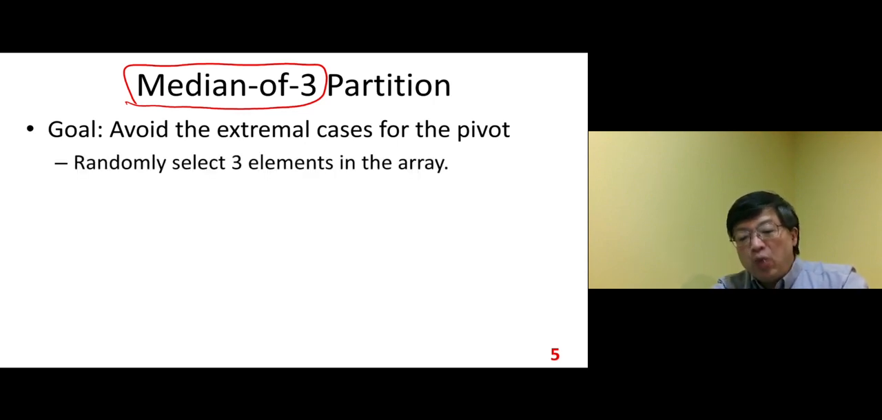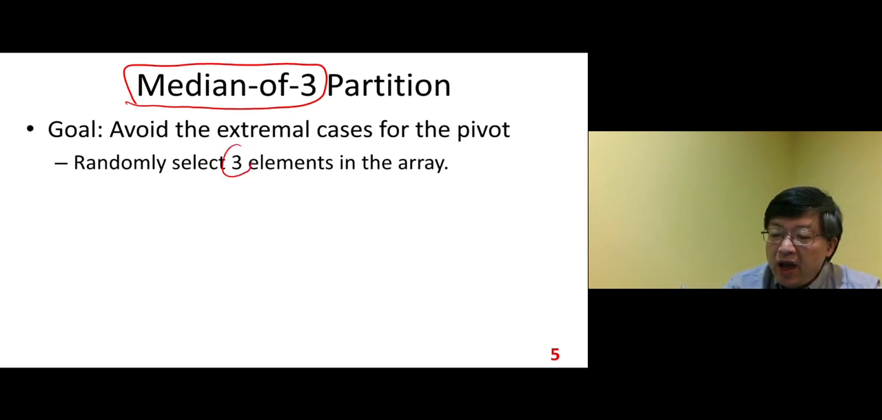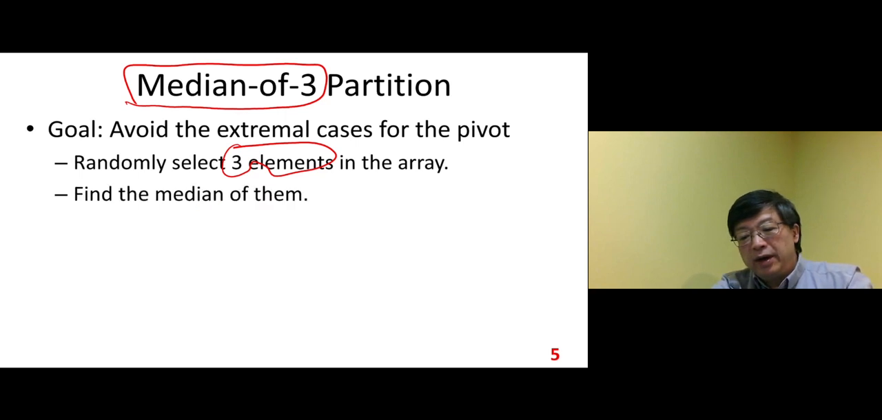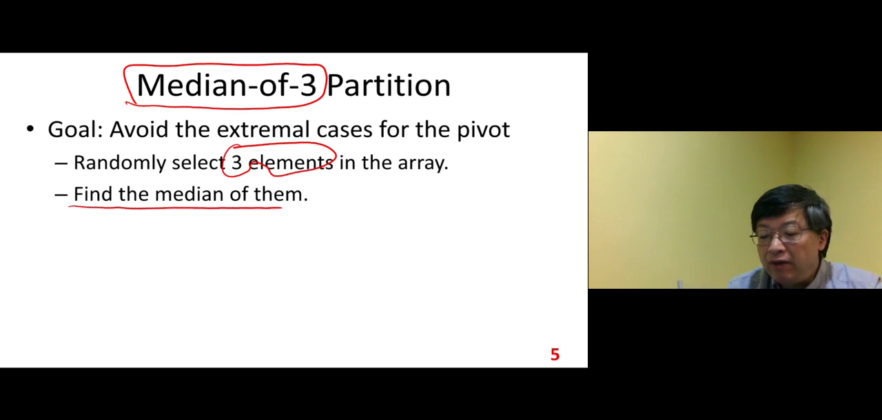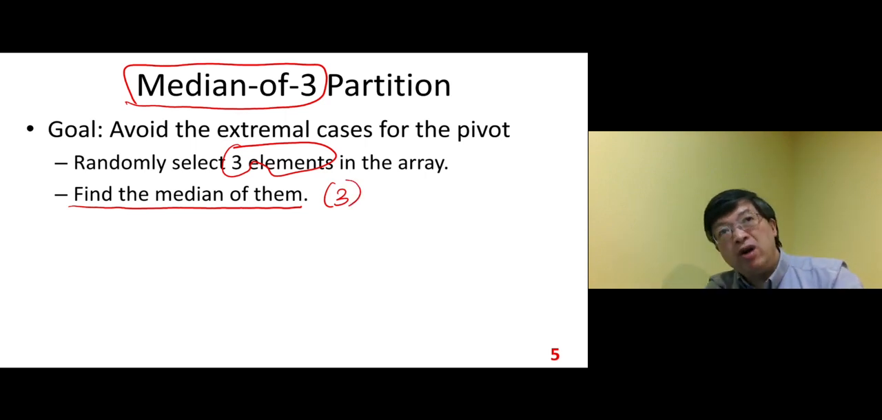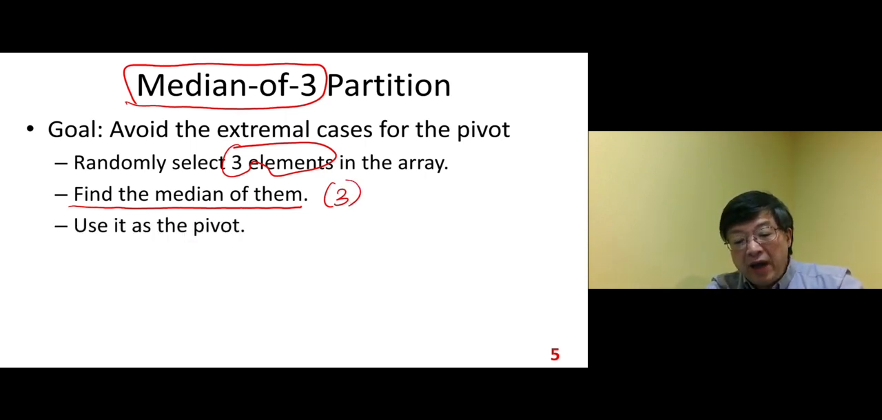This time we randomly select 3 elements, not 1, to try to avoid the bias even more. For these 3 elements, we can find the median of the 3 using 3 comparisons. You need to do more work. Then use that median as the pivot this time.